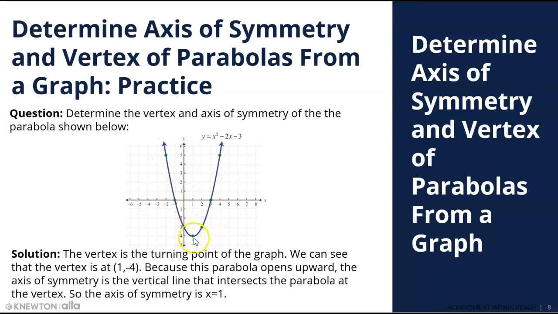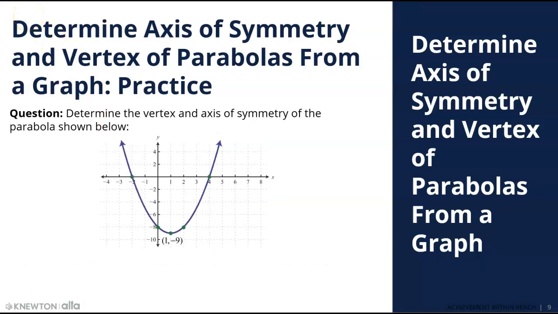Now, because this parabola opens upward, the axis of symmetry is this line here, and it passes through the vertex. It's a vertical line that intersects the parabola at the vertex. And the equation of that line is x is equal to 1.